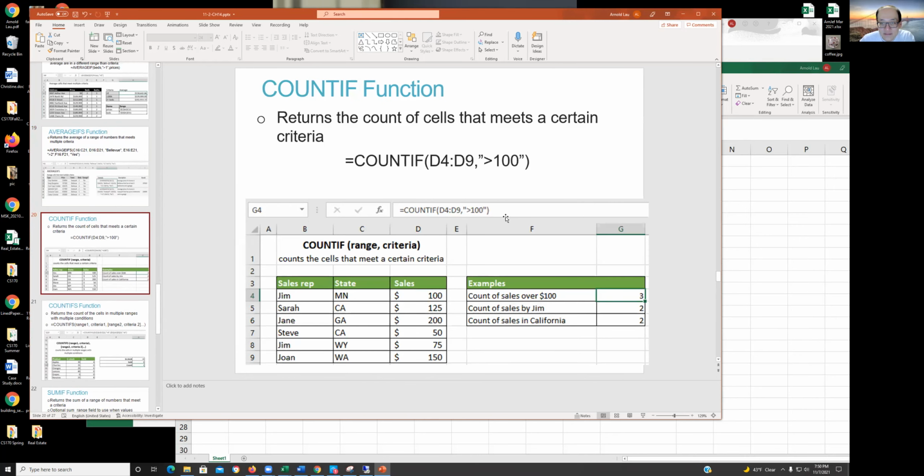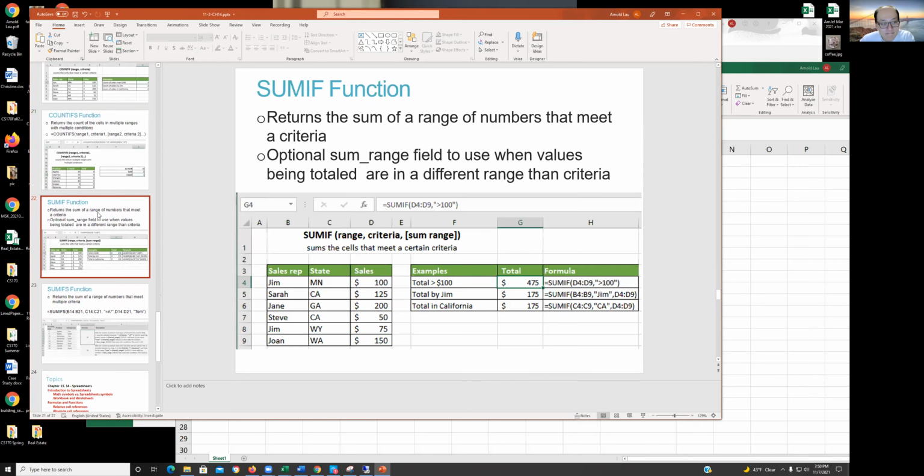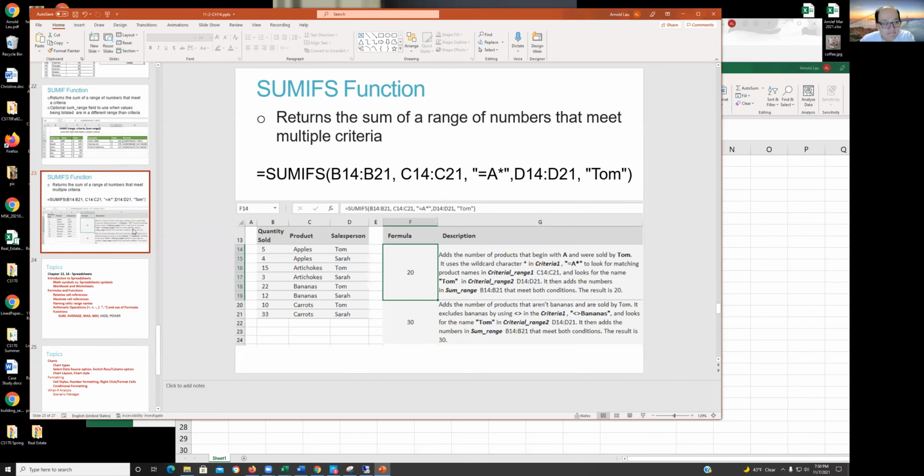Countif function, yeah, so countif is the same thing as a sum if, right? You have the range here, and then the criteria, double quote, greater than, less than, or whatever in here. And then the same thing with the countif s, you're going to have multiple ranges and criteria. And then I've just been working with the sum function and the sum if s function.